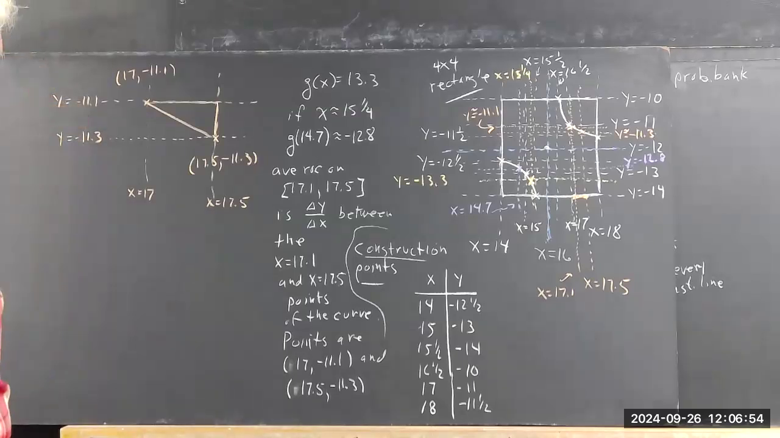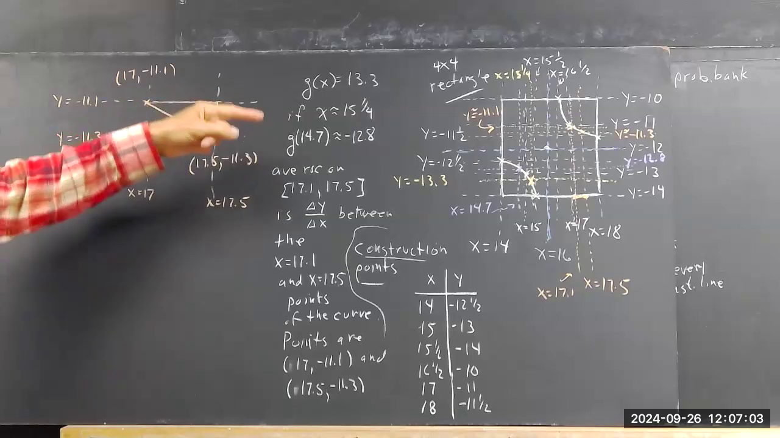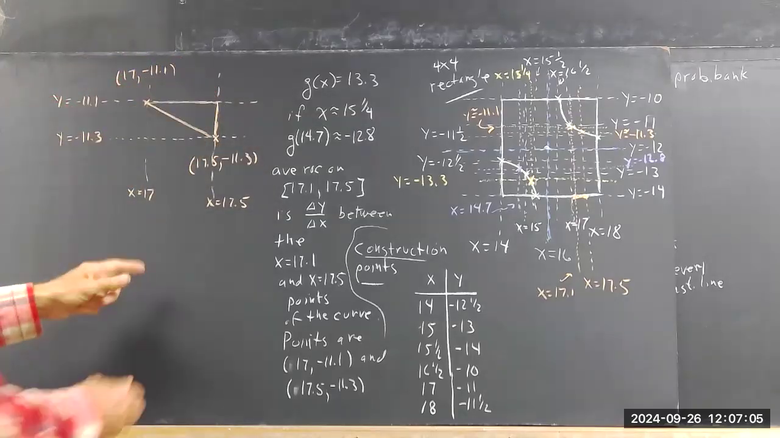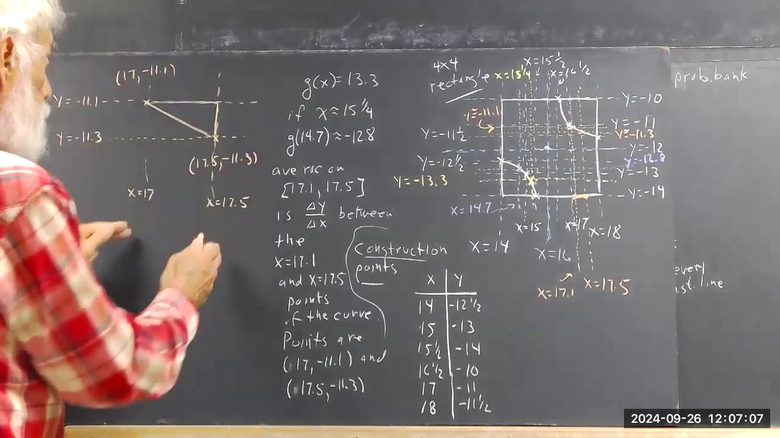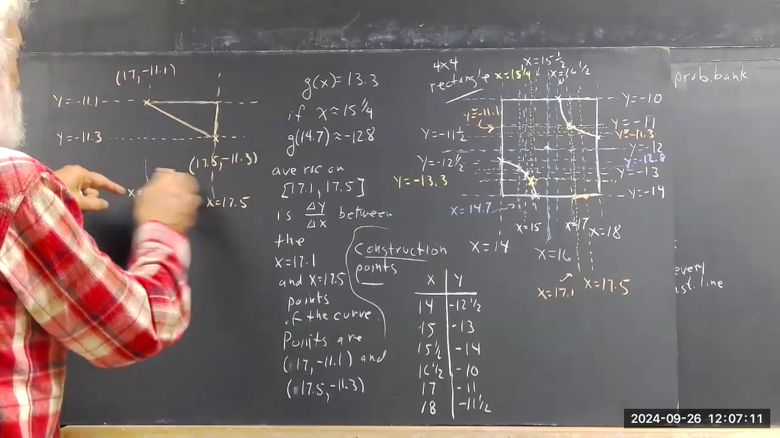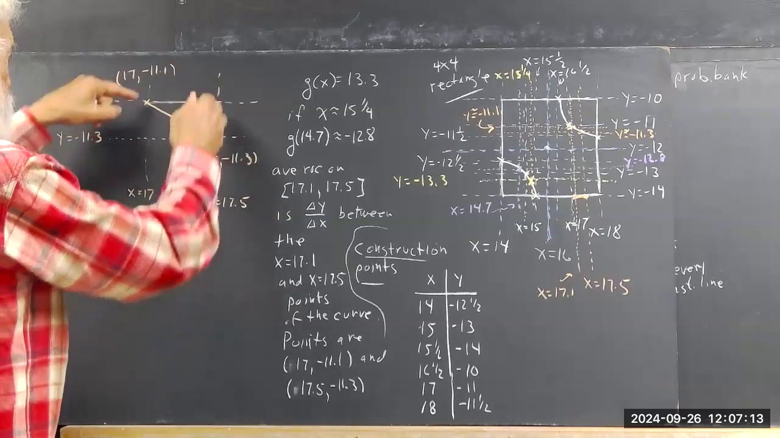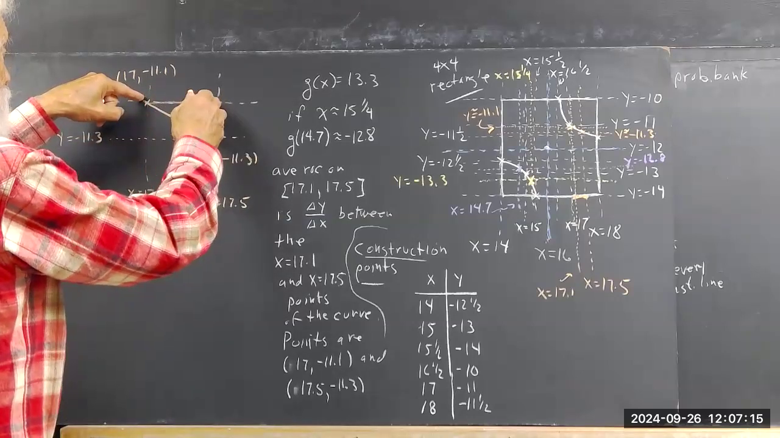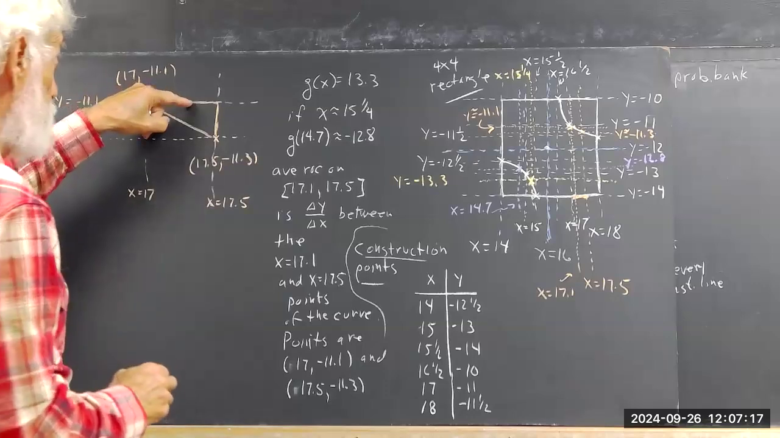Negative 11.3, negative 11.1 here. Okay, well, the numbers are pretty simple. You can see what the run is. That's the length of the horizontal line. That's the distance between these two vertical lines, because the distance between these vertical lines is the same at any point, which is the run.